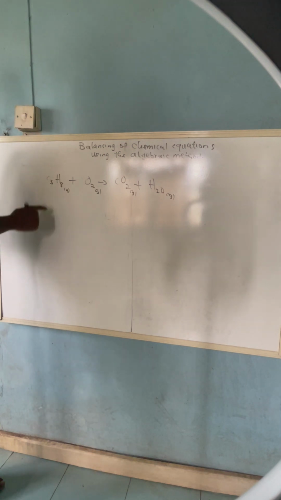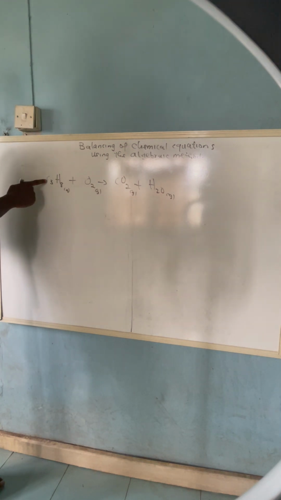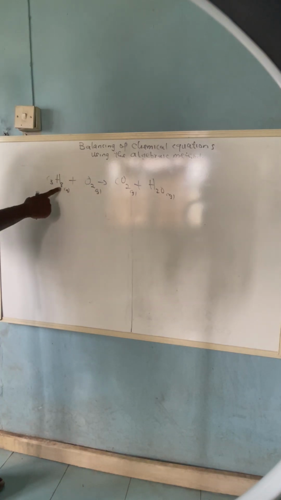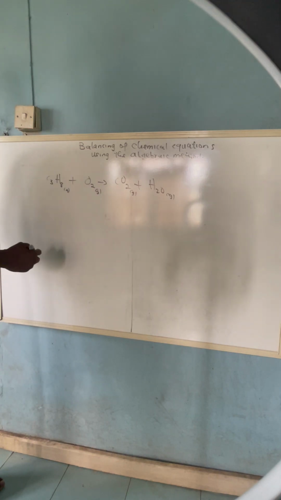Now this equation is not actually balanced, because if you check here, we have three carbon atoms, but here we have only one carbon atom. Here we have 8 hydrogen. Coming here we have 2 hydrogen, so it's not balanced. So how do we go ahead to balance this?